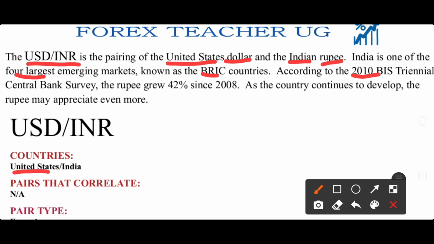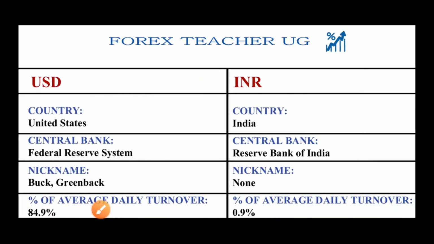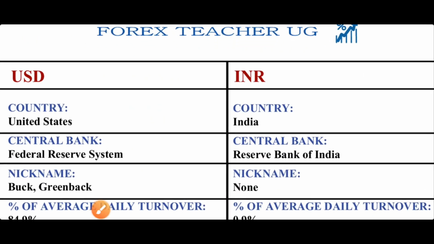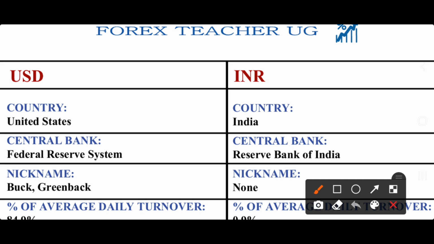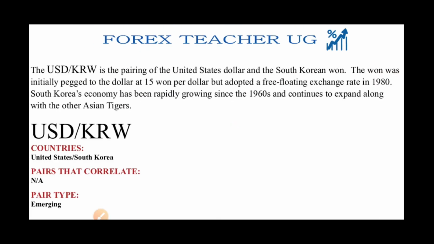So the countries are the United States and India. This is the Indian rupee. We don't know the currency it correlates with, and the type is emerging. For the dollar, we have been looking at it, and here we see the country India. The Central Bank of India is called the Reserve Bank of India, and the nickname is not given. So we see the average daily turnover being 0.9%.